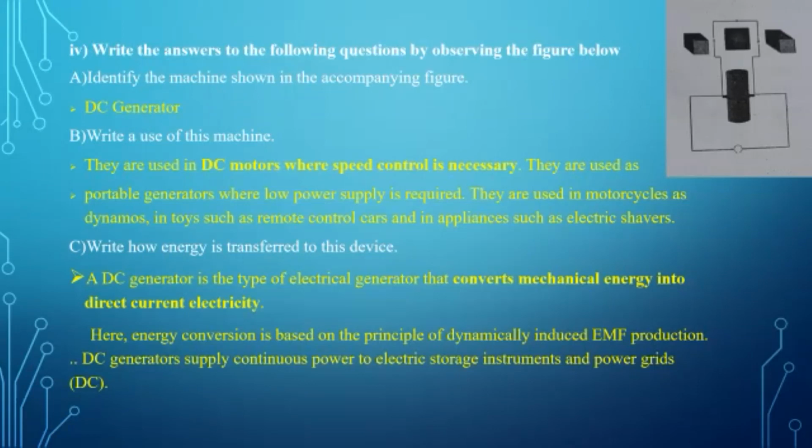Okay. Now see, what is the third question? Write how energy is transferred to this device. How this energy is transferred. We all know a DC generator is the type of electrical generator that converts mechanical energy into a direct current electric energy, right? It converts mechanical energy into electric energy. Here, energy conversion is based on the principle of dynamically induced EMF production. DC generator supplies continuous power to electric storage, instruments, and power grid, that is DC.